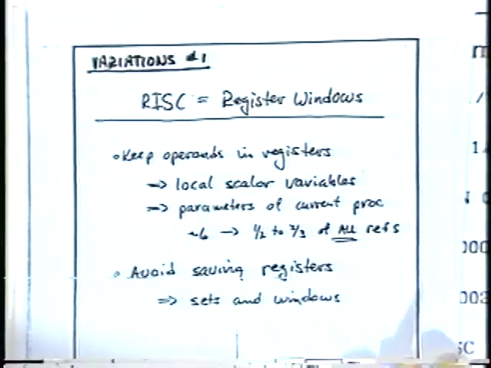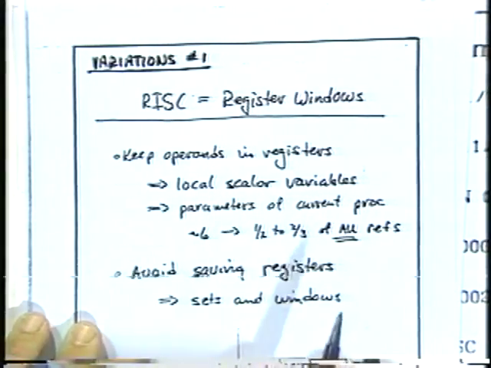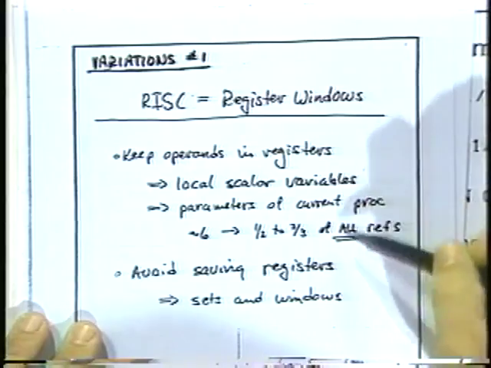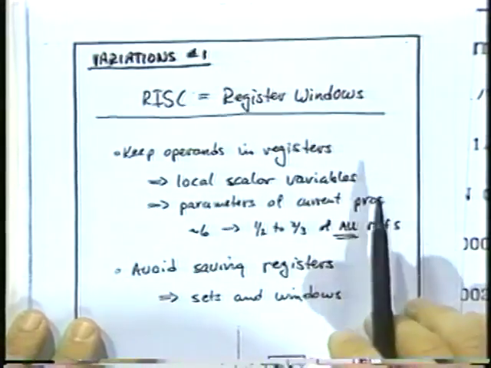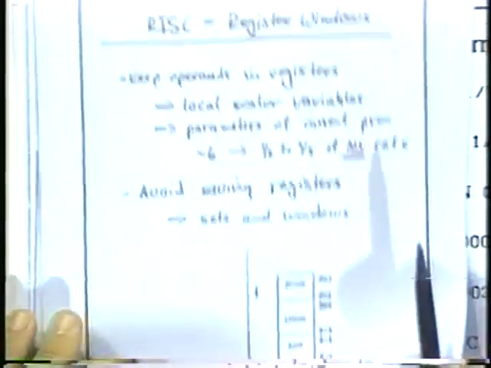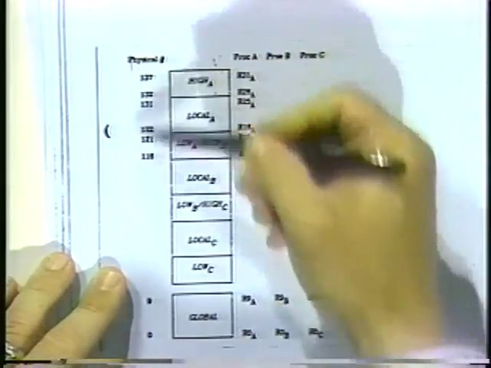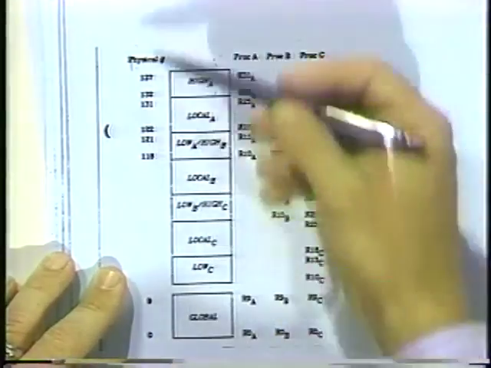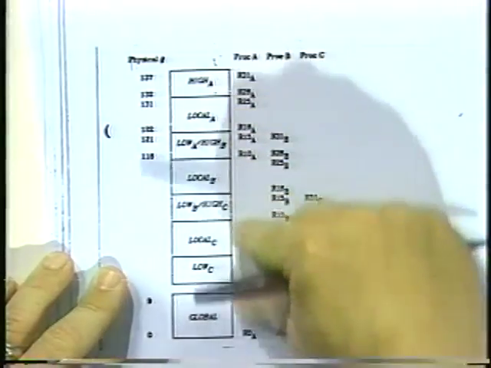All right, so that was that variation with RISC using these register windows and trying to keep the operands in registers. We find that it's really important to keep these local variables in registers because lots of the references in high-level languages are to them. Here's another view of what I just showed you: we have on the order of 128, 130 registers, and they get divided into these pieces, and we just slide this window around.